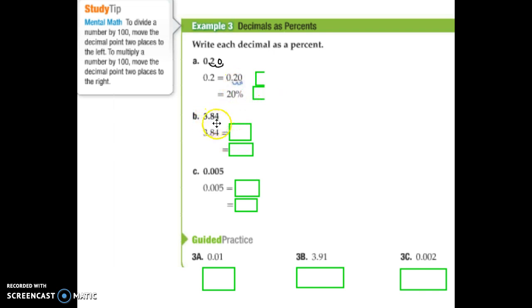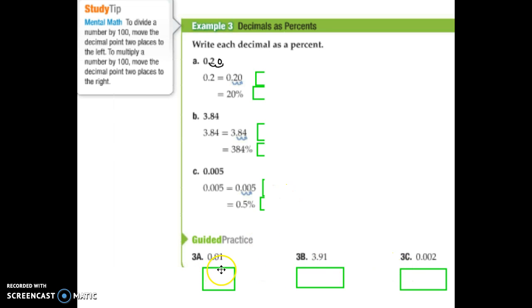Here, the decimal's going to move twice and end up at 384%. And here, the decimal's going to move twice and end up right in front of that 5. Okay, right in front of that 5 right there. So it's going to be 0.5%.